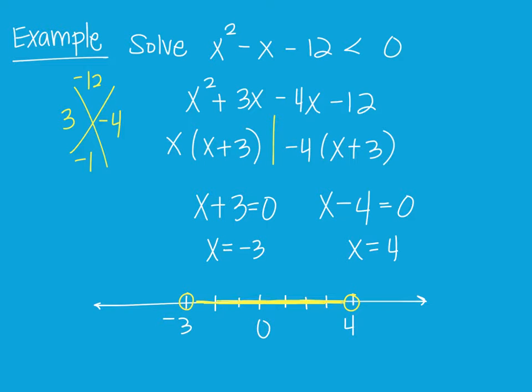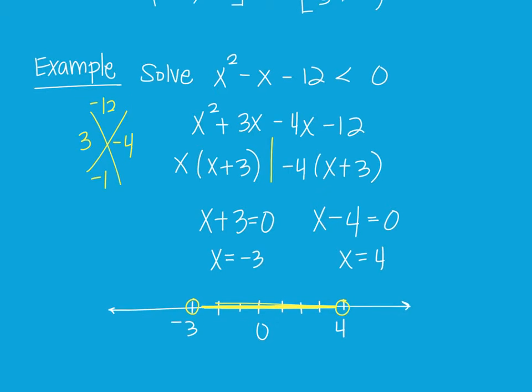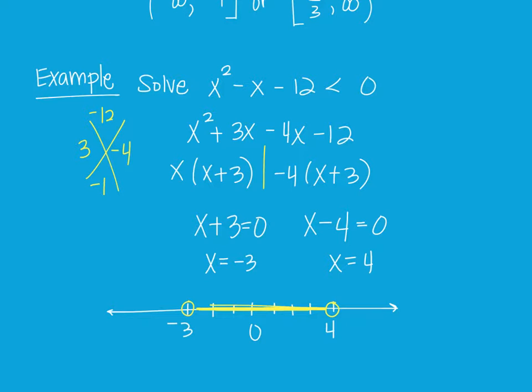What that means is that any number chosen in that region would work as a test subject back in the original equation. Any number between -3 and +4, if you plugged it back up into the original equation, it will always be less than 0. Okay, I have one more for you.